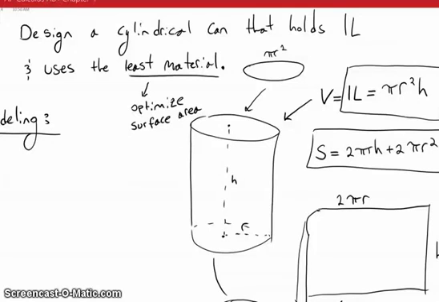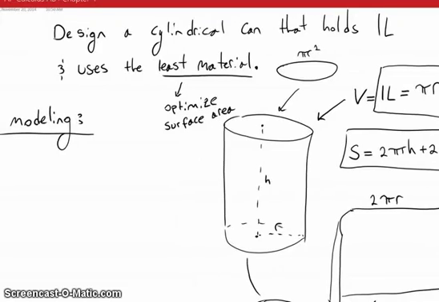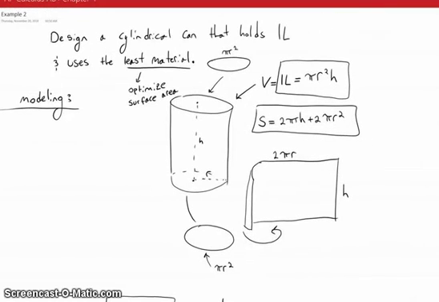Yesterday we were doing the design of a cylindrical can. It needs to hold 1 liter. It has to use the least amount of material possible. That would be important to us because we want to make sure that we're making a profit. So our volume we said was pi r squared h, and that was 1 liter.